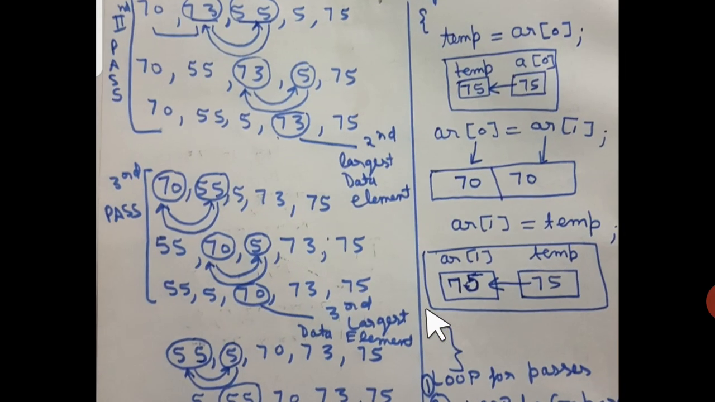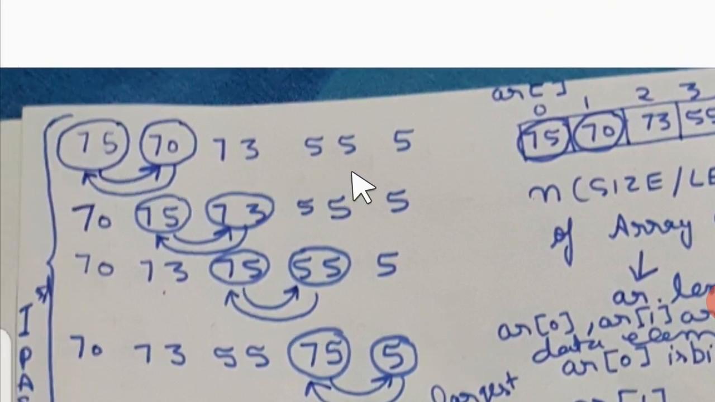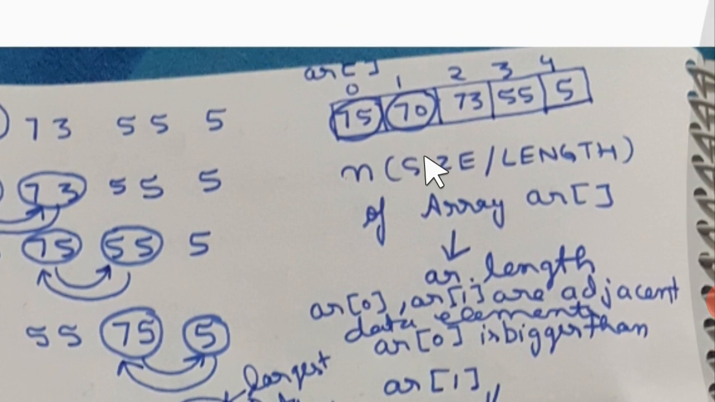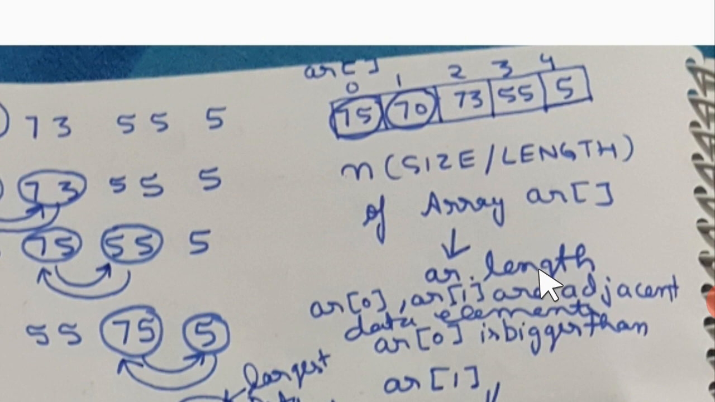Now we take one example here. You can see a few integers: 75, 70, 73, 55 and 5. Students, to give you a better idea of the process, I have stored the same elements in an array. The array name is AR and these are the different indexes of the array. One more thing I want to remind you: how to get the length of the array. It is just by writing the name of the array, which is right now AR.length. Length is a keyword. Now we have to perform the swapping.